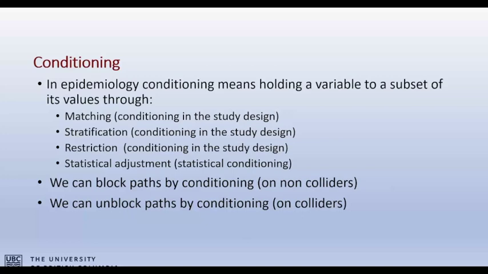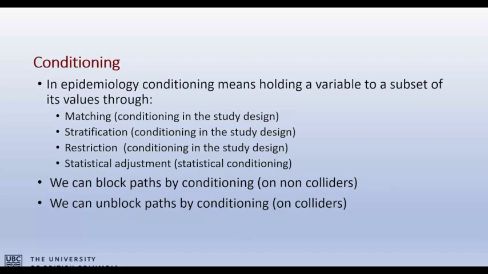Stratification is another form of conditioning where we stratify data depending on the variable that we are interested in. Restriction is probably the simplest form of conditioning, where we only look at a subset of the data or the population in our study. For example, we only want to restrict our data analysis to, say, men versus women. That's also a form of conditioning.